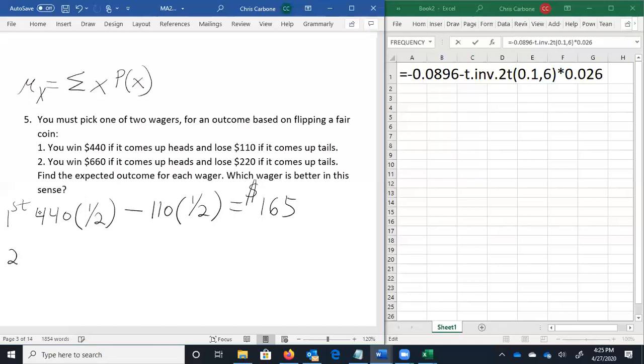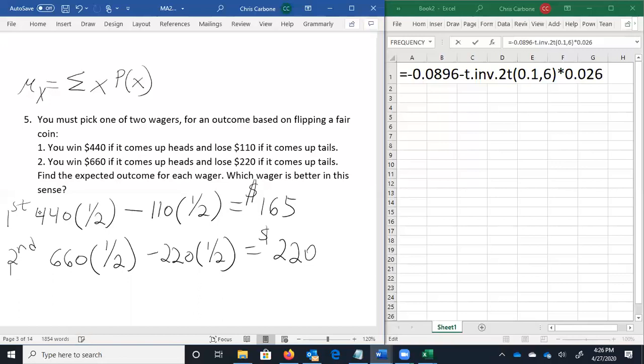The second one's very similar, as you could assume. $660 if it's heads. So 660 times probability of it being heads is 1/2. And lose 220 if it's tails. So minus 220 times probability of tails, which is 1/2. Again, toss that into a calculator, and you get an answer of 220. That is a coincidence, by the way. And well, you could tell the answer by the 2 answers here that you got, but which wager is better in this sense? That'll be the second wager.